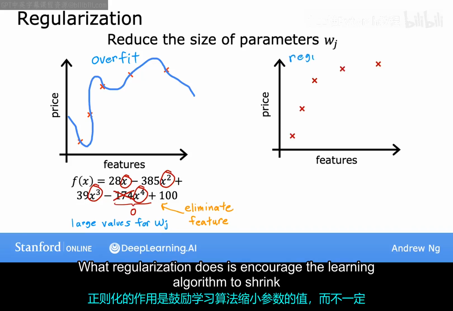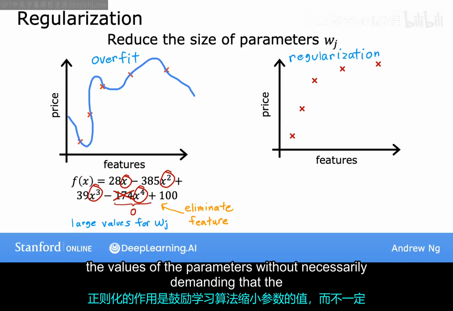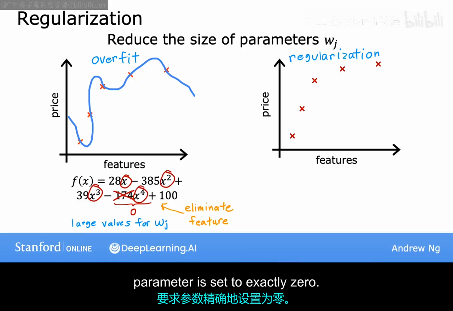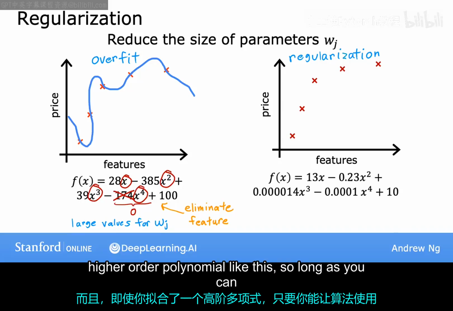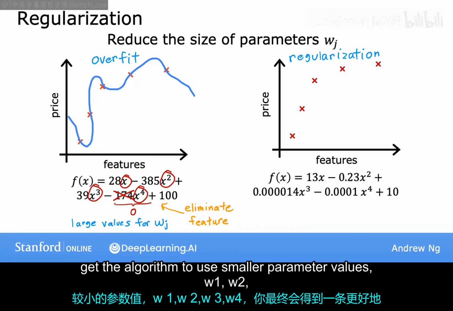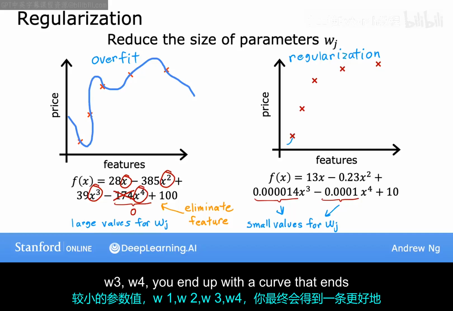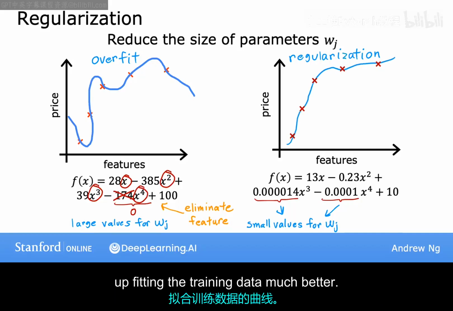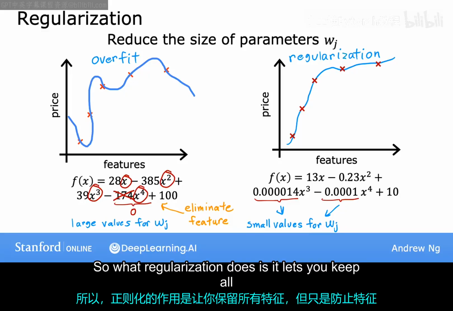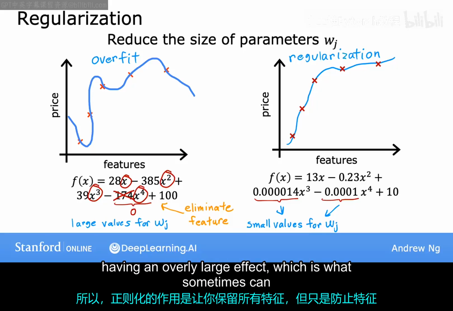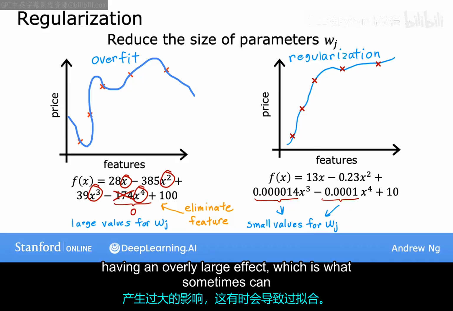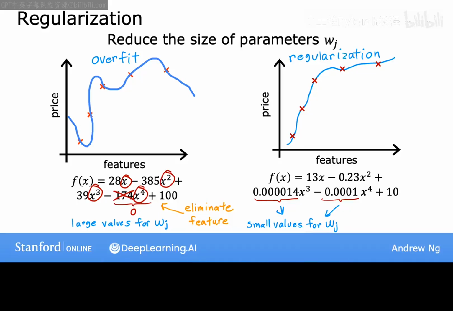What regularization does is encourage the learning algorithm to shrink the values of the parameters without necessarily demanding that the parameter is set to exactly 0. And it turns out that even if you fit a higher order polynomial like this, so long as you can get the algorithm to use smaller parameter values, W1, W2, W3, W4, you end up with a curve that fits the training data much better. So what regularization does is it lets you keep all of your features, but it just prevents the features from having an overly large effect, which is what sometimes can cause overfitting.